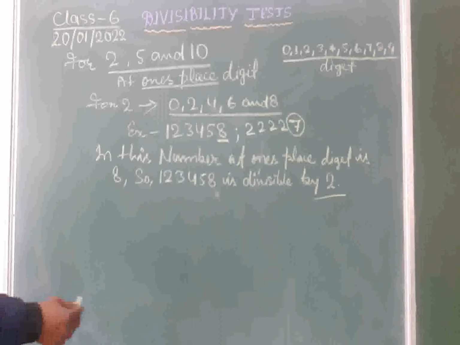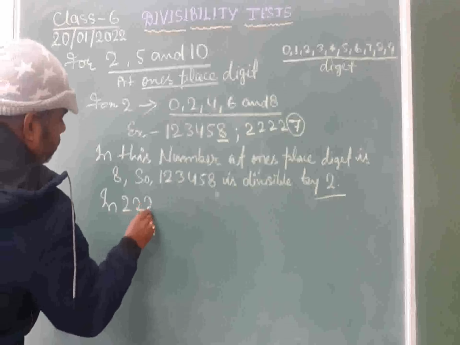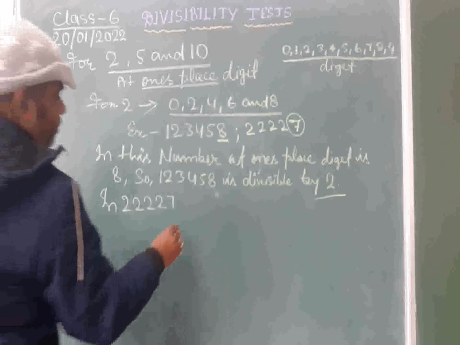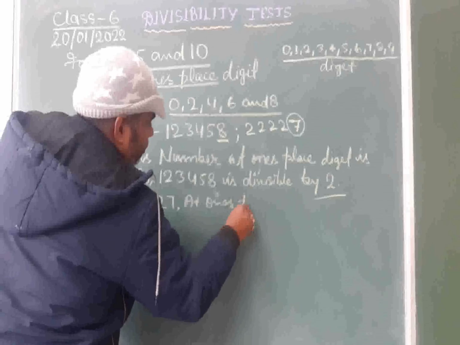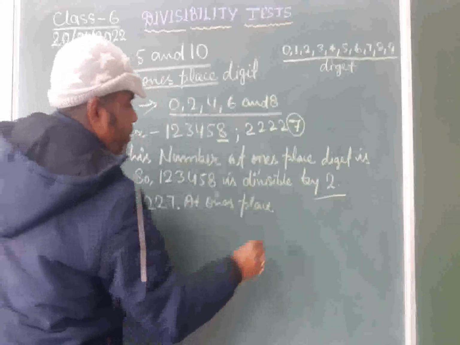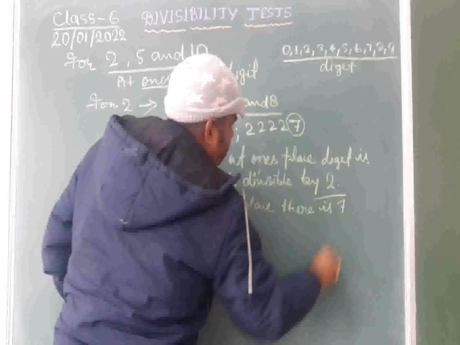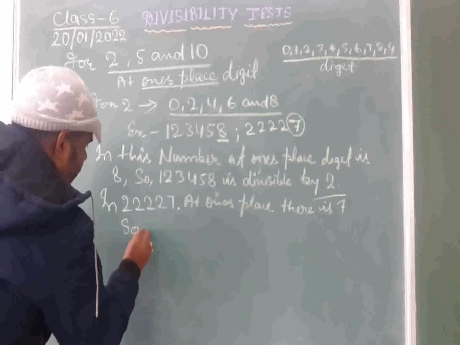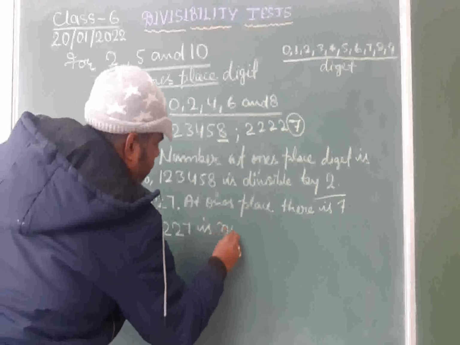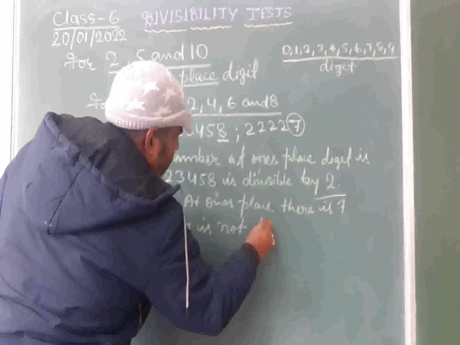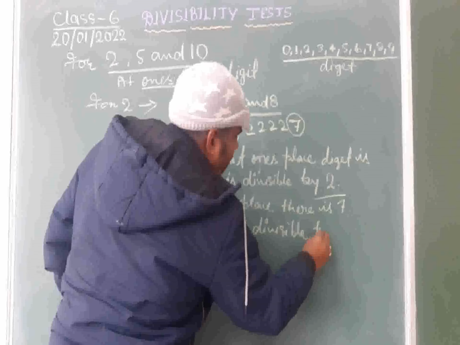So how do we give the answer? In 22227, at the ones place there is 7, so 22227 is not divisible by 2.